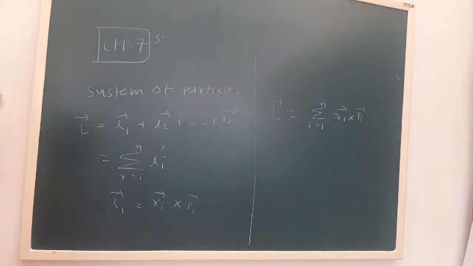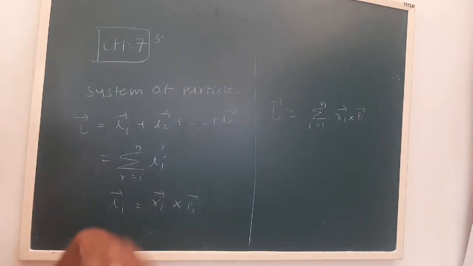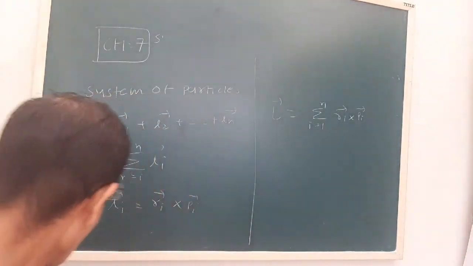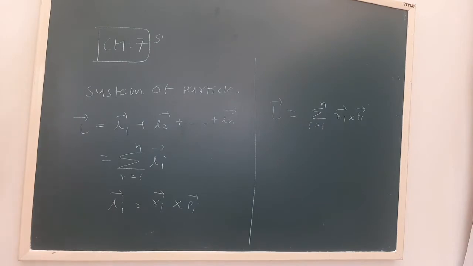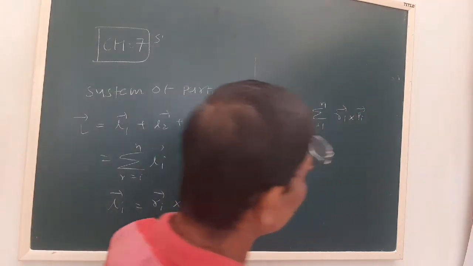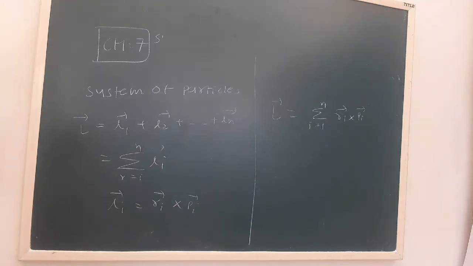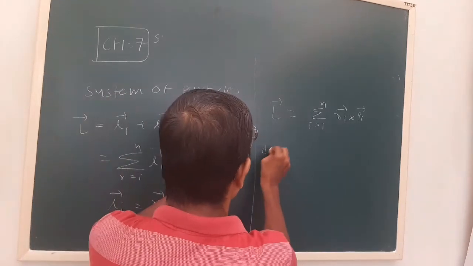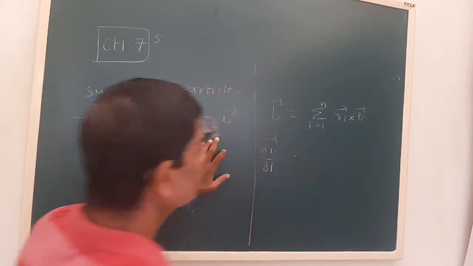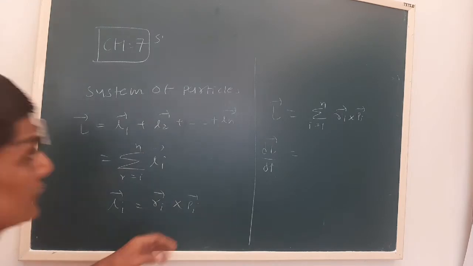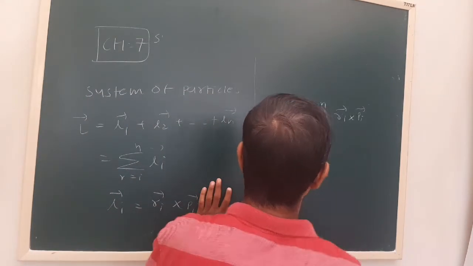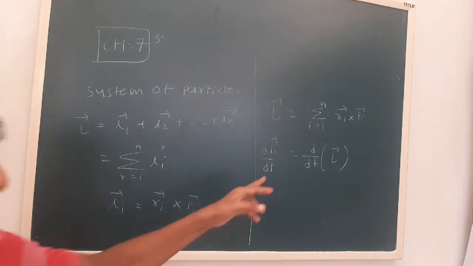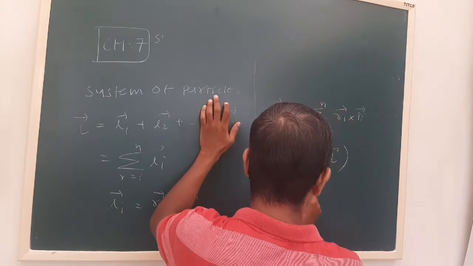Okay, where i is equal to 1 to n. So we can write for the first particle and then second particle, and we should have a vector sum. Now see, r_i cross p_i is, we know the... if I take the derivative here, dL/dt. If I take dL/dt of this, it will be d/dt of L.